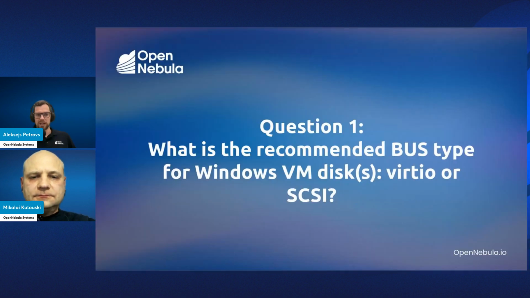And we had a couple of questions that were sent to us beforehand. So, Mikolai, question number one would be, what is the recommended bus type for Windows virtual machine disks? Is it VirtIO or SCSI? And yeah, which one should we pick?